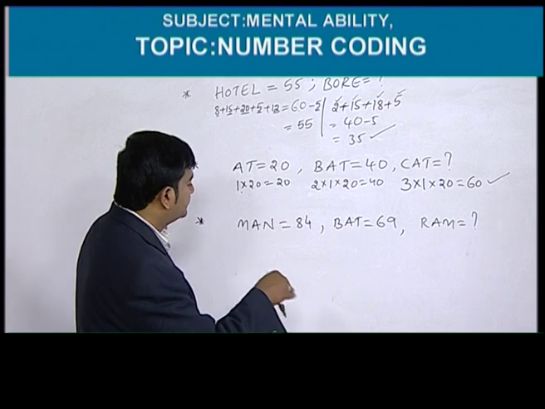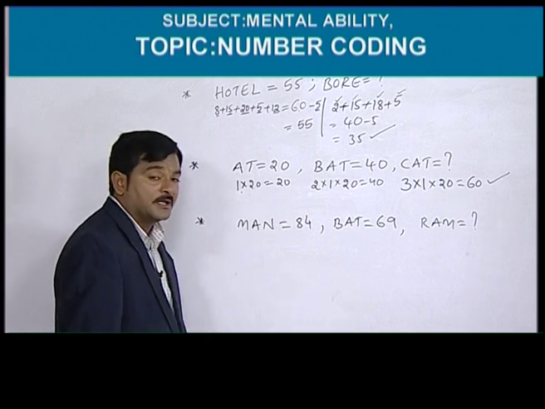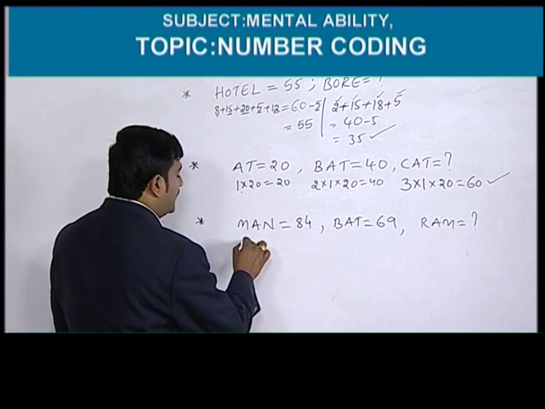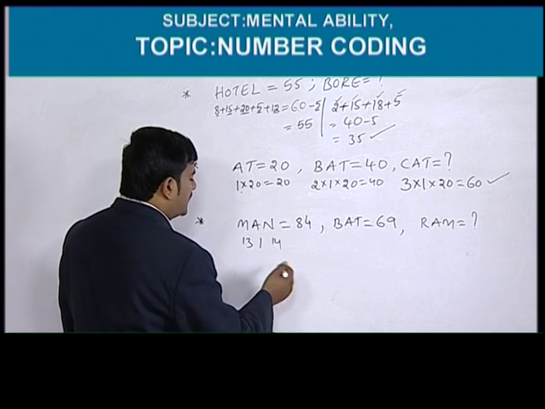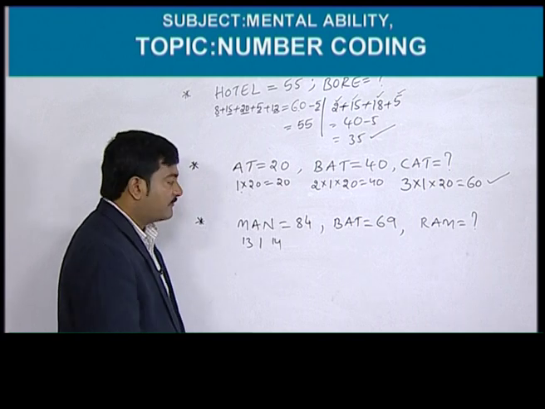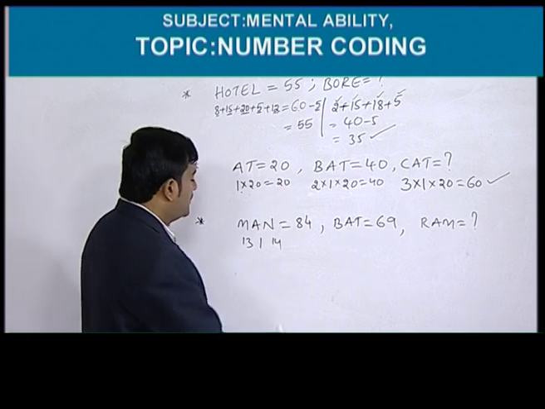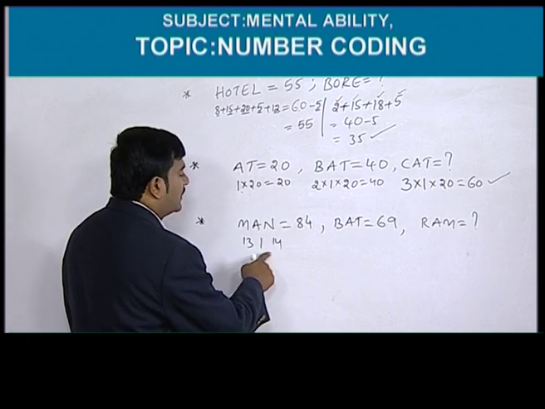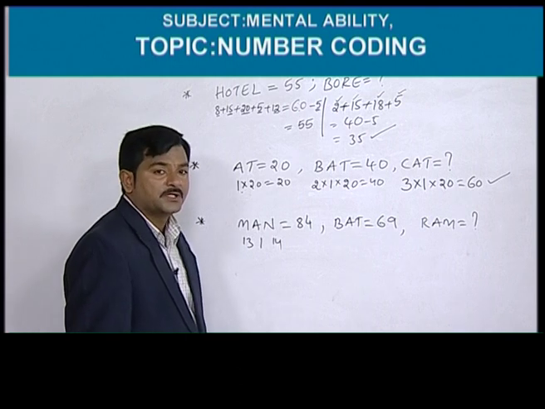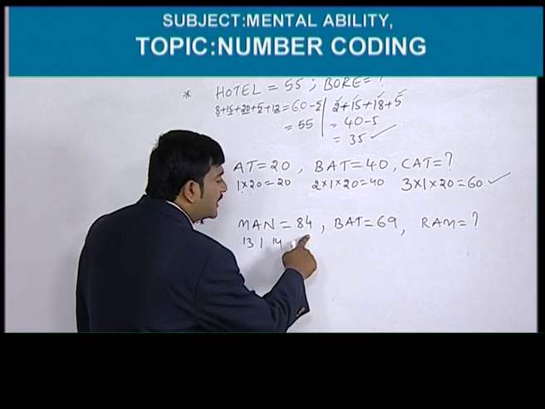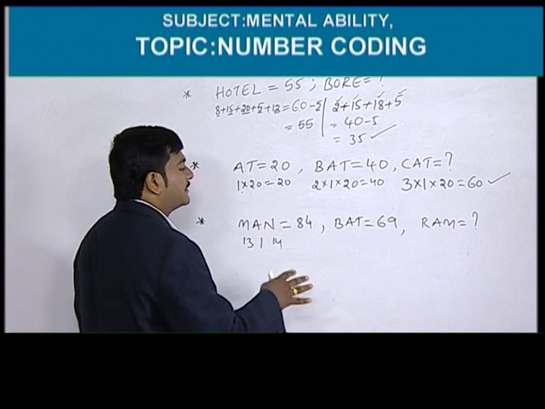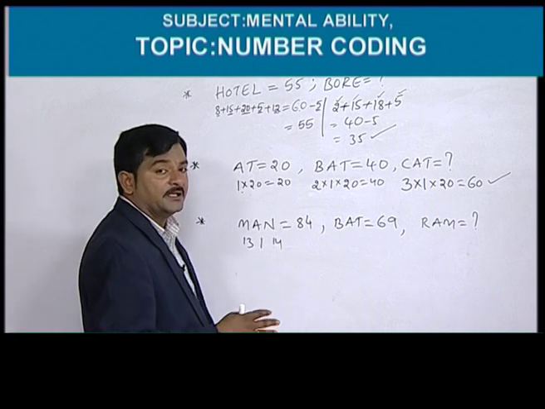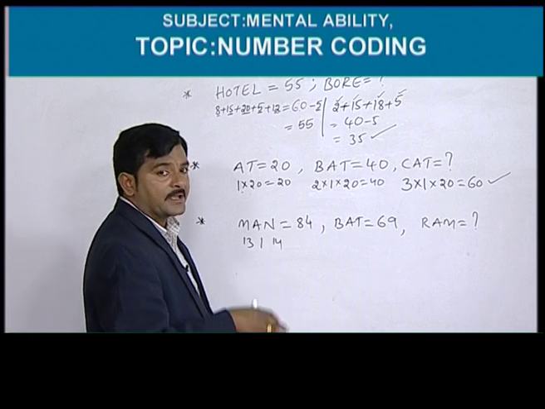Roughly, randomly, we will assign the numbers. M means how much? 13. A means how much? 1. N means how much? 14. Once we add all these, are we getting 84? We will get the idea. 13 plus 1, 14. 14 plus 14 how much? 28. But is it 28 here? No. How much is there? 84. We cannot conclude anything. Means we are not finding any relation between the given word and numerical number.